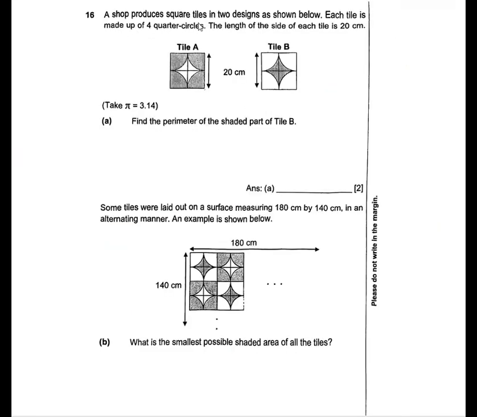A shop produces square tiles in two designs as shown below. Each tile is made up of 4 quarter circles. This is a quarter circle, this is one here, one and one here. Similarly, this is also made of 4 quarter circles. The length of the side of each tile is 20 centimeters. Take pi is equal to 3.14. Find the perimeter of the shaded part of tile B for this one.